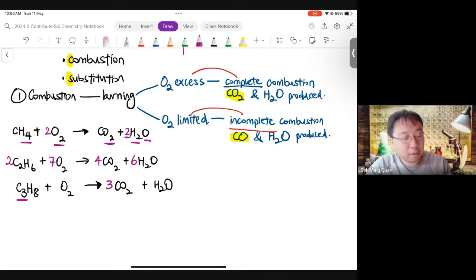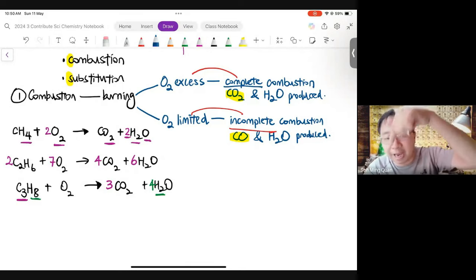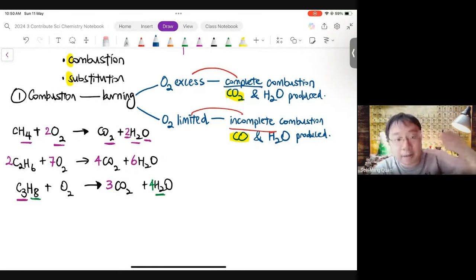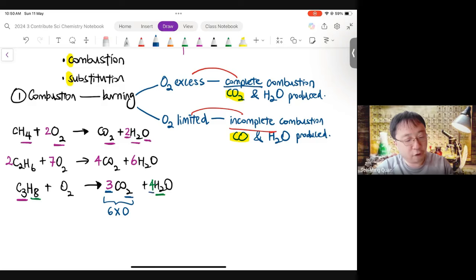The next step is to look at hydrogens. There is 8 hydrogen on the left. There is only 2 hydrogens currently on the right. 8 and 2, what's the relationship? What could I multiply to 2? I know 4 times 2 is 8, so 4 H2O. And lastly, once you have finished carbon with carbon dioxide, hydrogen you balanced with water, H2O. The last step is to balance the oxygen. Here, 3 CO2 means 3 times 2, 6 O. 4 H2O means 4 times 1 O.